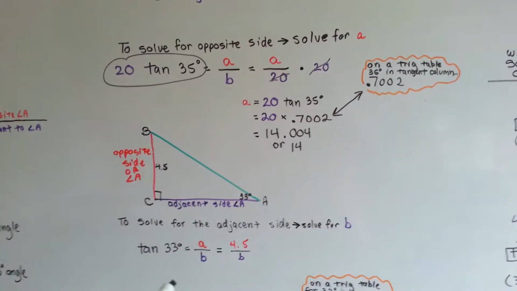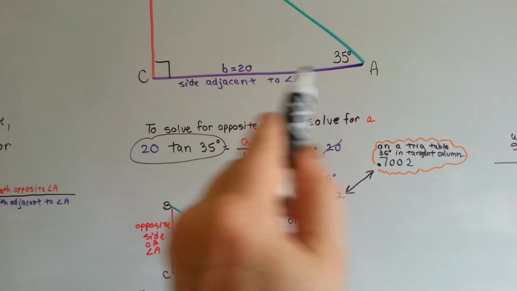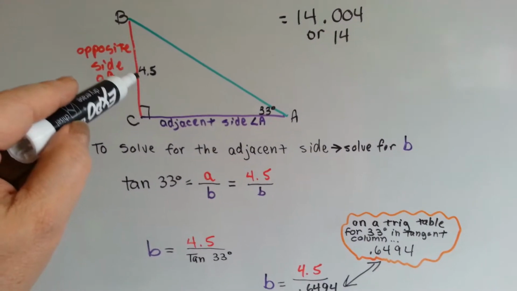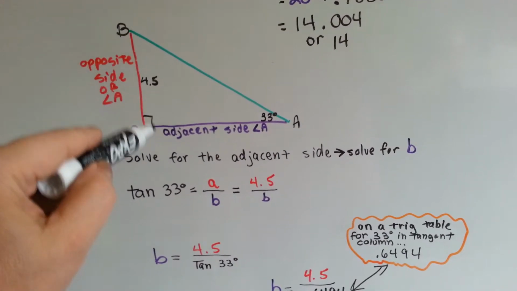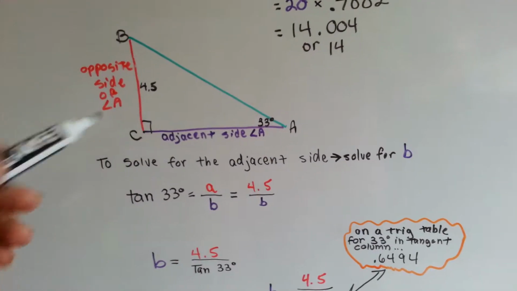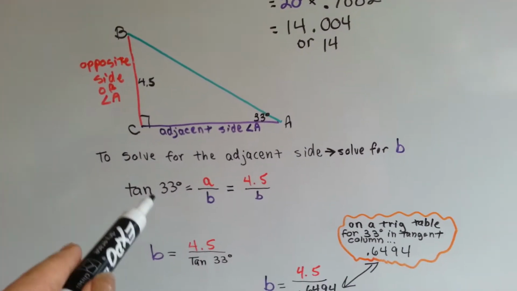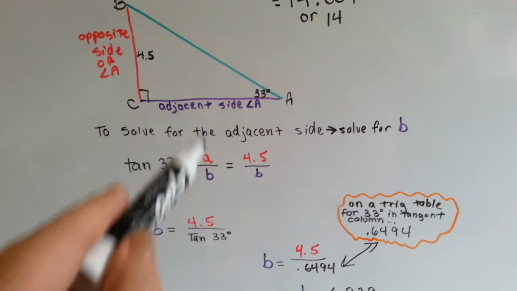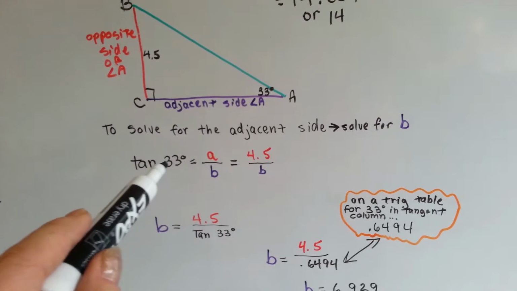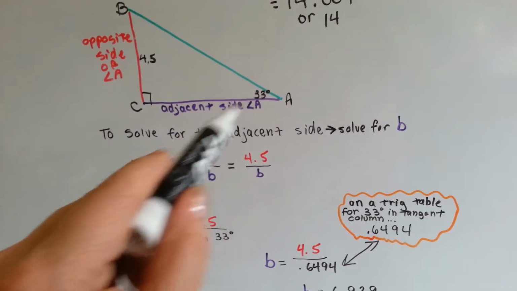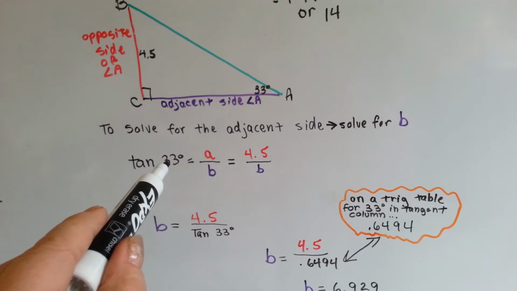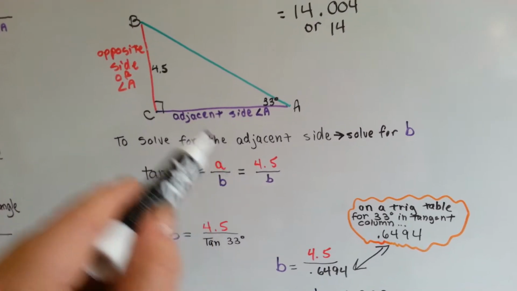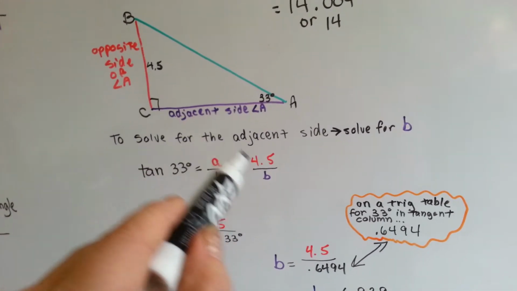So what happens when we're solving for the adjacent side, when we don't know what this is? We don't know that B is 20, okay? So let's look at this one. Let's say we know that this is 4.5 inches, or 4.5 feet, whatever, but it's 4.5. And we know that this is 33 degrees. So to solve for this side, we know that the tangent is going to be 33 degrees here, okay? So we put that there. We know it's going to be A over B, so it's going to be 4.5 over B, right? Because we don't know what B is.